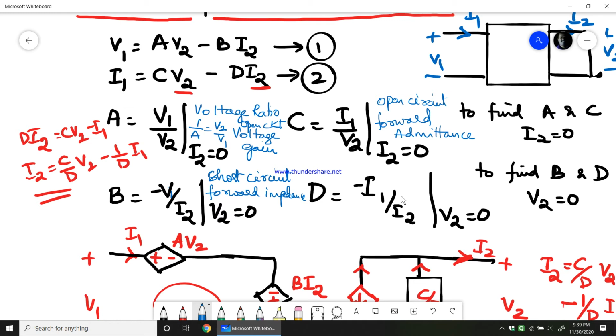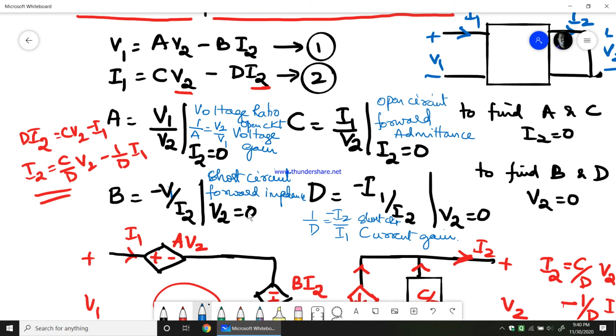And then finally, D equals minus I1 by I2. If you take 1 over D, this becomes minus I2 by I1, a negative current gain. Normally we call this the current gain. So this is short circuit current gain. This is the definition for A, B, C, D: what is A, what is B, what is C, what is D.